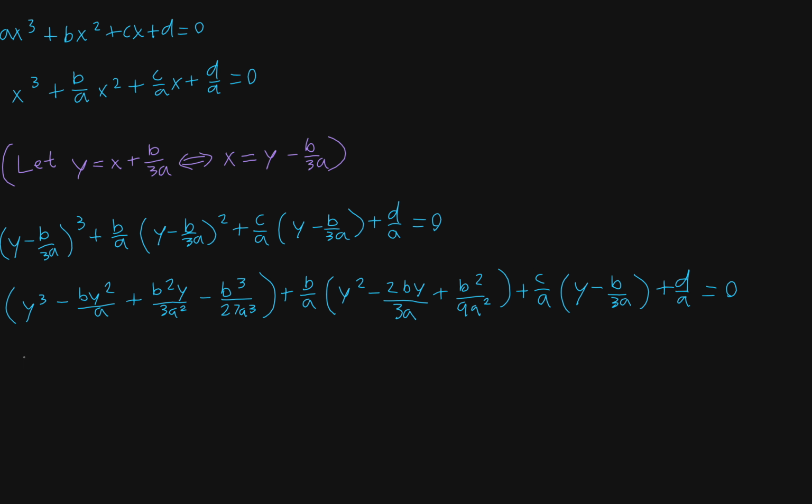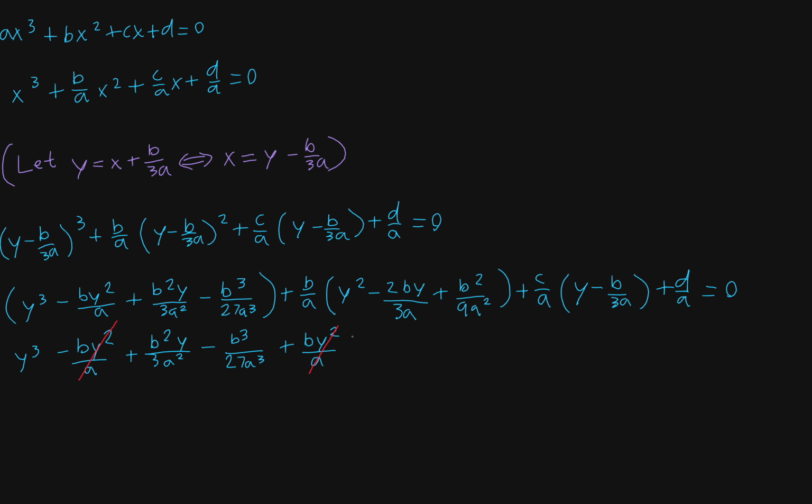So what we're going to get is y³ still here, minus by²/a plus b²y/3a², minus b³/27a³. And then you're going to see here we're going to have −by² plus by²/a. So here, this is where we can cancel out the squared term.